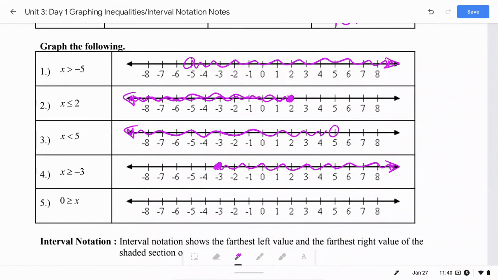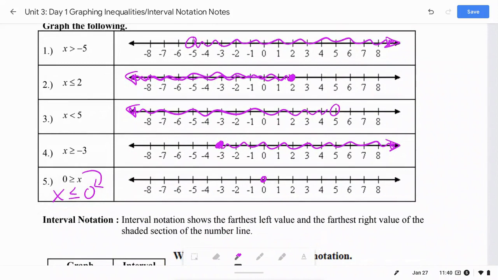Now, number 5 is a little bit different because the variable is on the wrong side. So anytime the variable is on the wrong side, you need to move it. So we need to move the x to the left-hand side. And once we move it, we need to flip the sign with it. So now it's going to become a less than or equal to. So this inequality above is the same thing as x ≤ 0. So you would need a closed circle on 0 and then everything shaded to the left with an arrow.